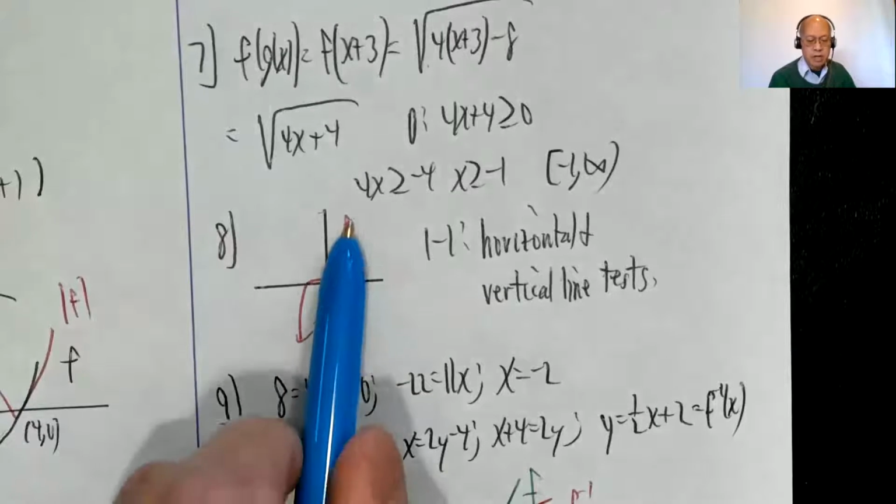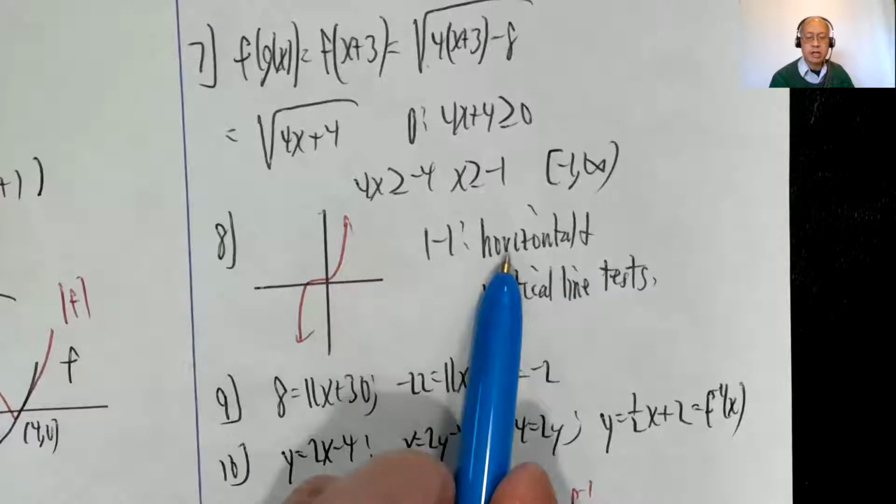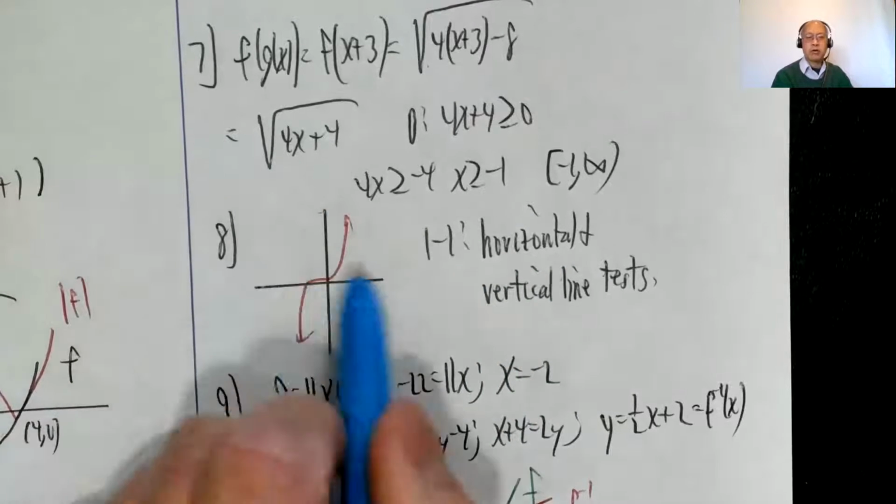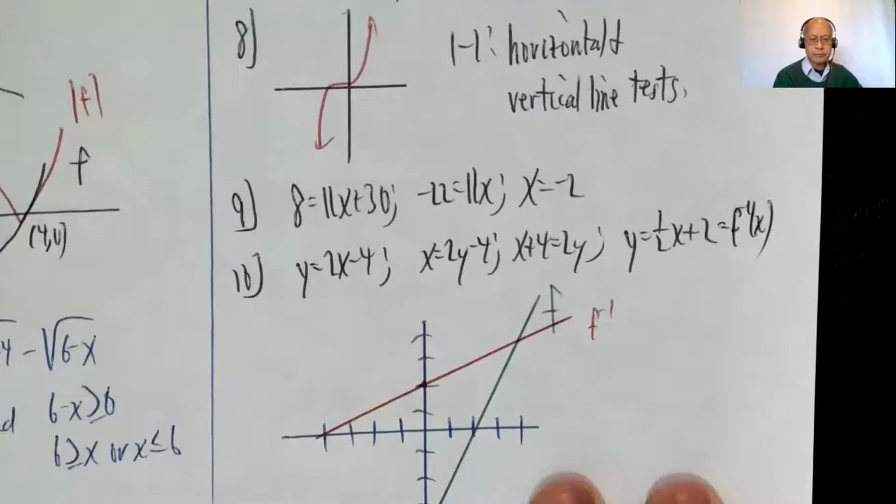Number 8, y equals x cubed looks like that. It is 1 to 1. It does pass the horizontal and vertical line test. A vertical line or horizontal line will touch at only one point.